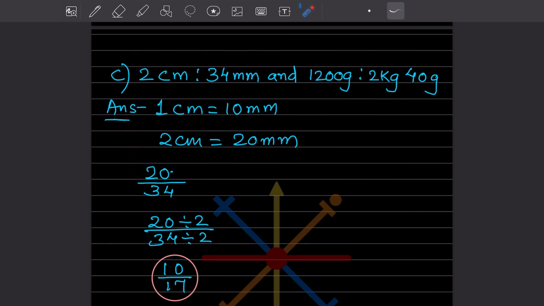Now what will you do here? You will simplify this one. I divided by 2. So what did I get here? 10 divided by 17. Further I cannot do anything because 17 is a prime number. So this will be as it is.